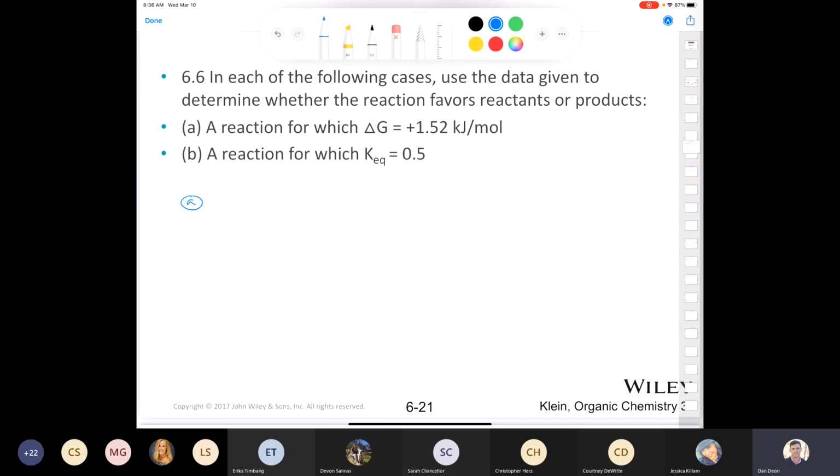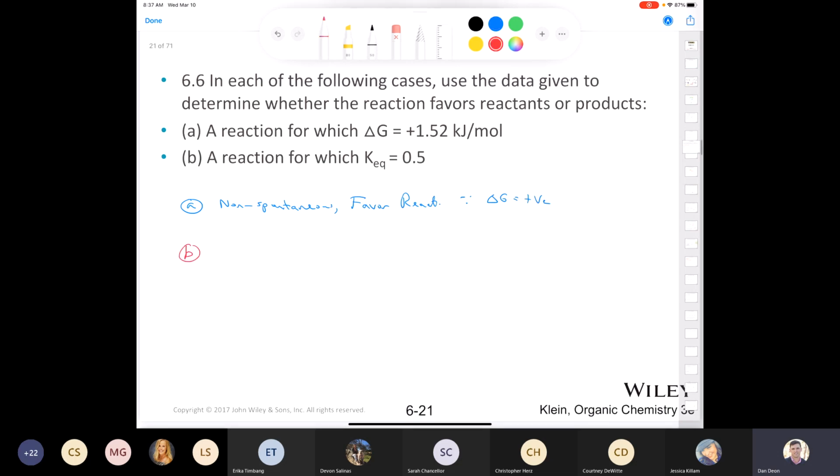The first one, if delta G is positive, 1.52 kilojoules per mole. Yeah, thanks, Sarah. Absolutely, it's going to favor the reactants in A. Right, this is going to be a non-spontaneous reaction. Okay, it's going to favor reactants since delta G is positive. Okay, let's look at B.